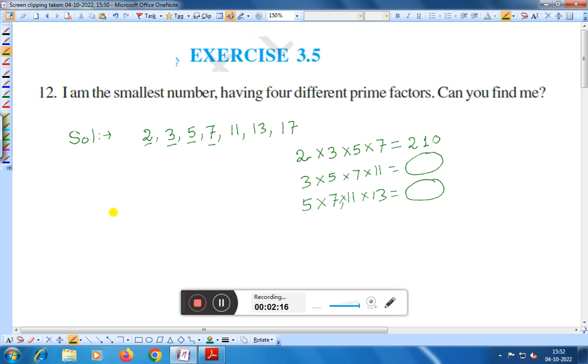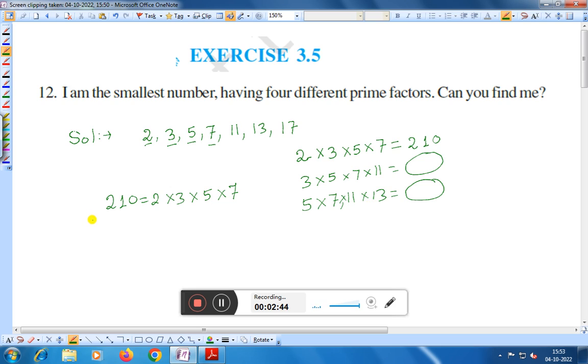The number is 210. And what are the prime factors of 210? It is 2 into 3 into 5 into 7. Right? And you see, in this case, 3 into 5 into 7 into 11, the number will be greater than 210. And in the case of 5 into 7 into 11 into 13, in this case also, the number will be greater.